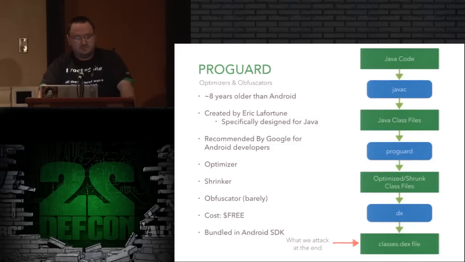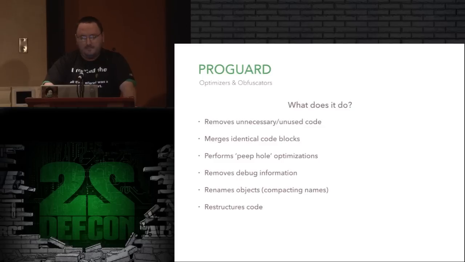It optimizes code, it shrinks code, it barely obfuscates code. Cool part is it's free. It actually will reduce the size of apps, so you can get more apps on your phone. It does a pretty good job of making things faster, and it actually removes a lot of your garbage code. So if you write bad code, it kind of looks better when you reverse it. It removes unnecessary and unused code. It will merge identical code blocks, do peephole optimizations, and remove the debug information that makes it a lot easier to understand what you're reversing. It can rename objects, which is mildly annoying, and restructures code.